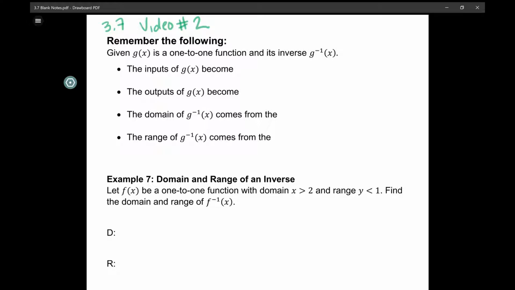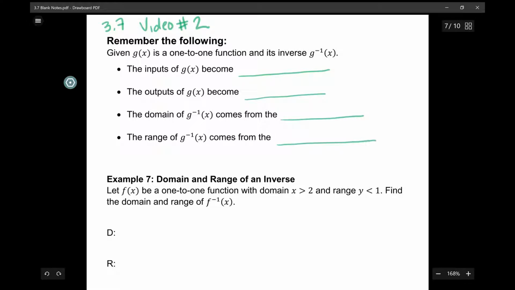I want you to fill in the blank at the end of these sentences in your notes. Right now, pause the video and fill in the blank. All right, hopefully you got those filled in.